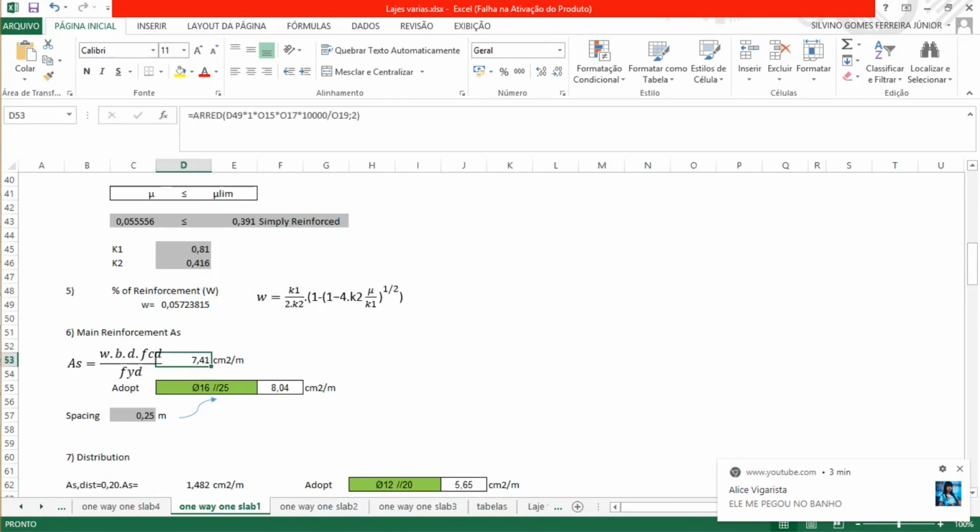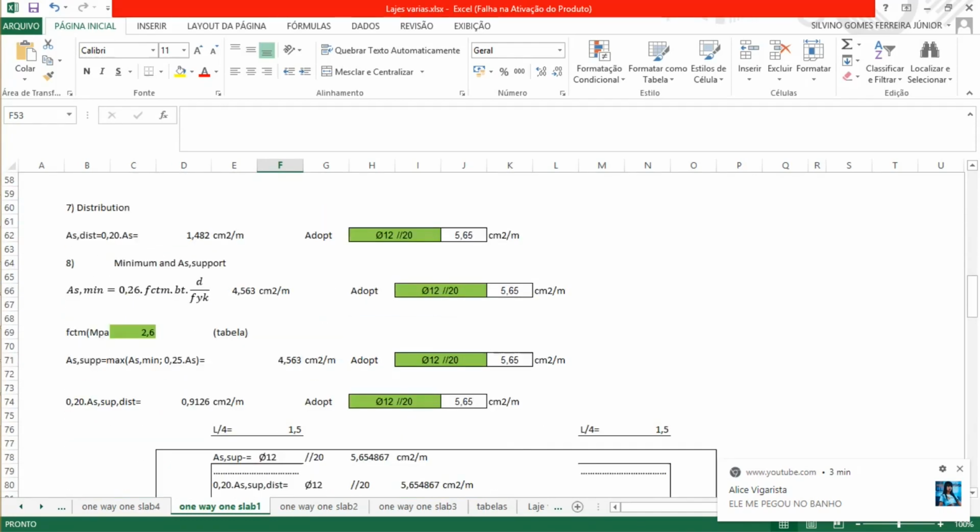Okay. All this, of course, we are using units in square centimeters per meter. So this is why we put here the equation this to convert everything. We get the square centimeter. Give us 7.41. Well, and we need to make a check for the minimum reinforcement. And that minimum reinforcement is given by this equation.